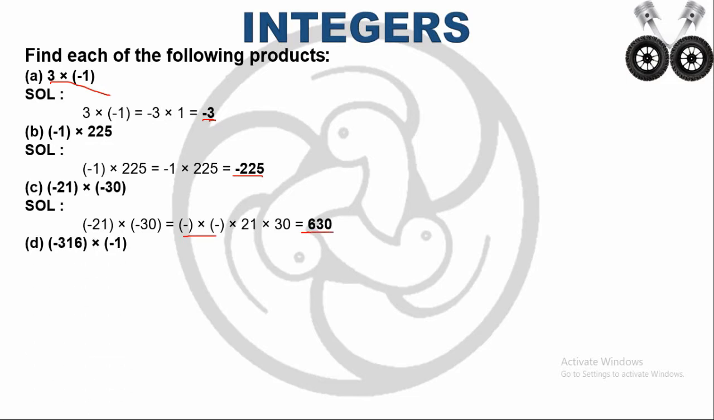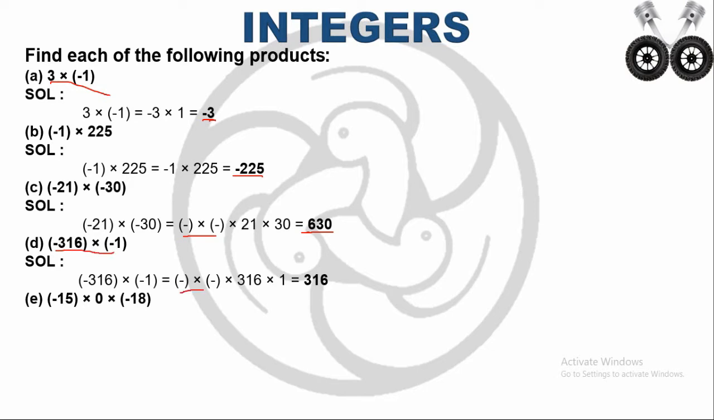Subdivision D, minus 316 into minus 1. Again the two integers have the same sign, the negative sign. Minus into minus gives plus. So 316 into 1: any number that is multiplied with 1 gives the same number. So the answer is 316.